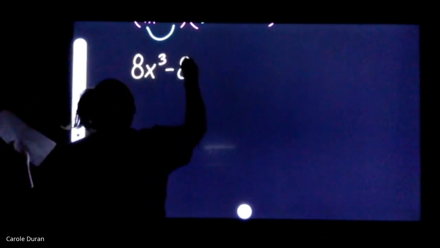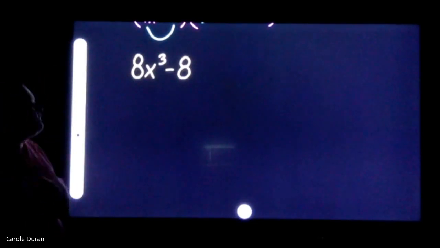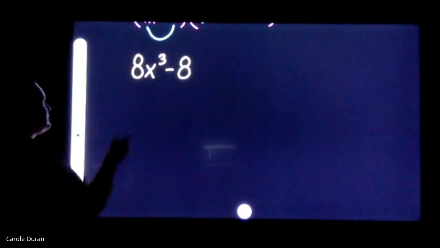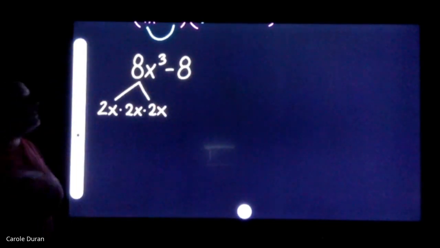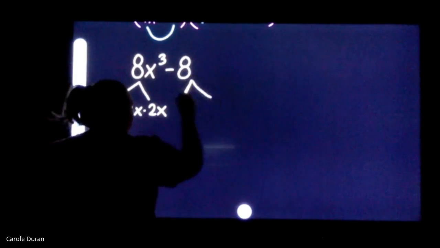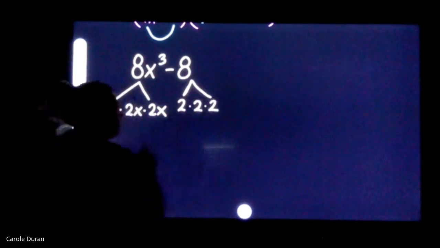So the last example we're going to do is going to be 8x cubed minus 8. Just like before, I'm going to break this down into its cube roots. So what times itself 3 times gives me what we started with. So here there's going to be 2x times 2x times 2x to get 8x cubed. And then to get 8, it's just going to be 2 times 2 times 2.